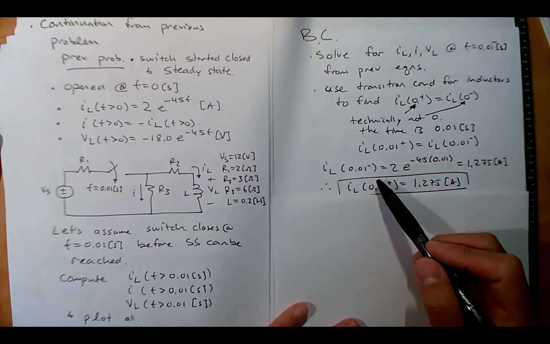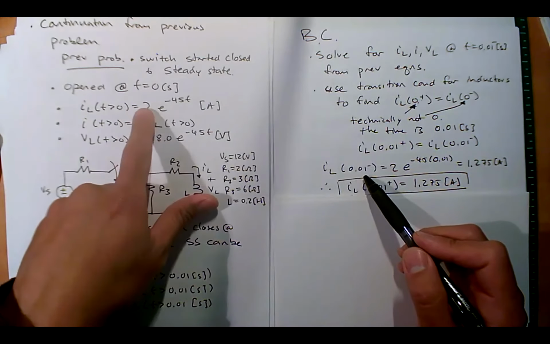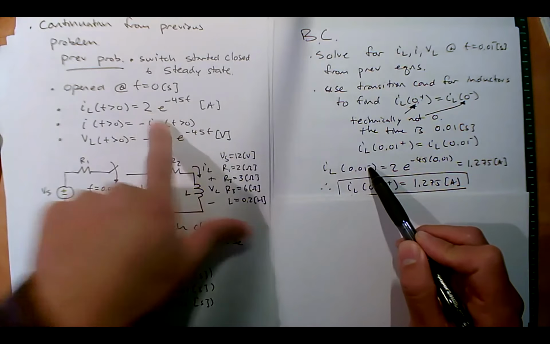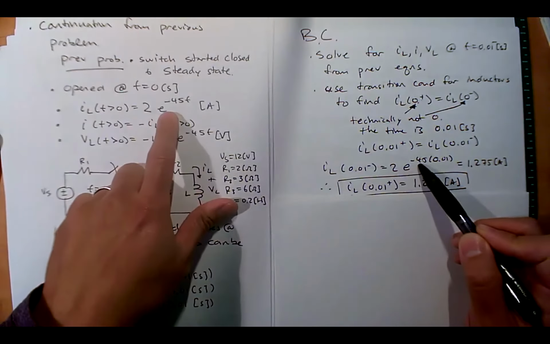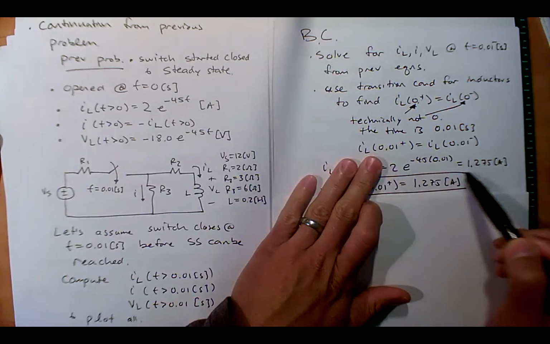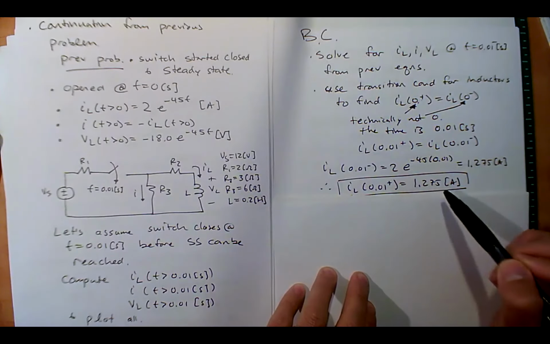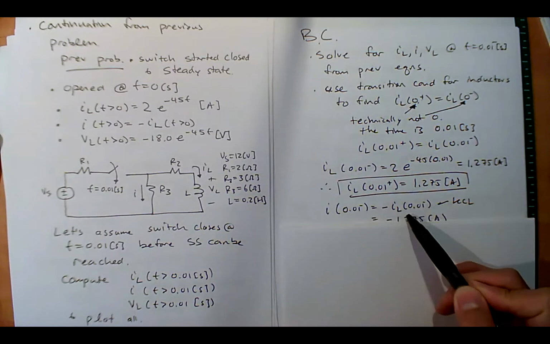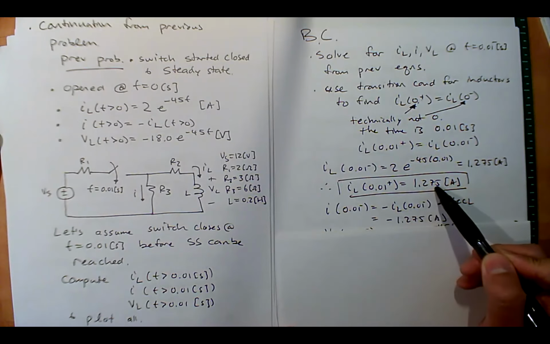Then what we can do is ask, what is the minus value? We use our equation from the last one: IL of 0.01 minus, which is valid for this one, is 2e to the minus 45 times 0.01, which is, when we compute this in our calculator, 1.275 amps. So that's IL. What about I of 0.01 minus? It's just the negative of this, so negative 1.275 amps.